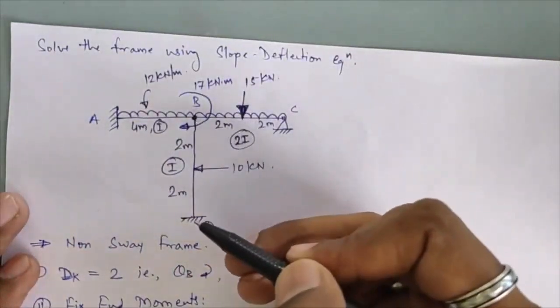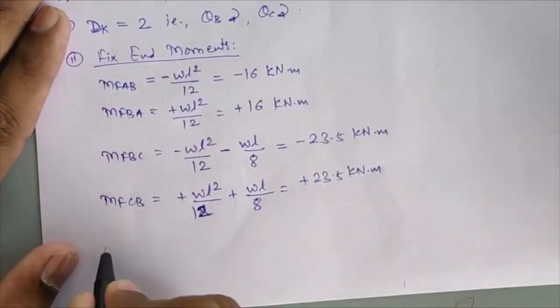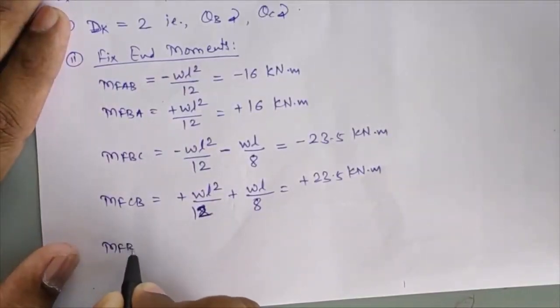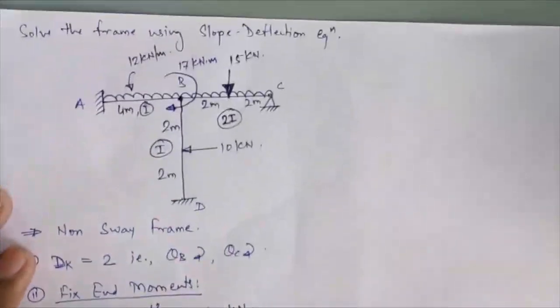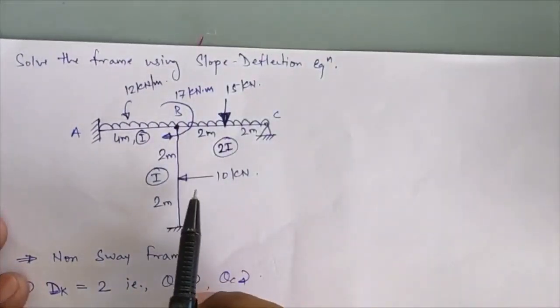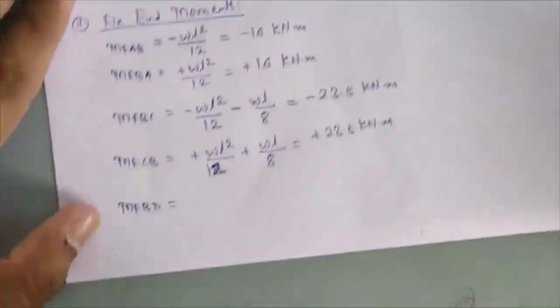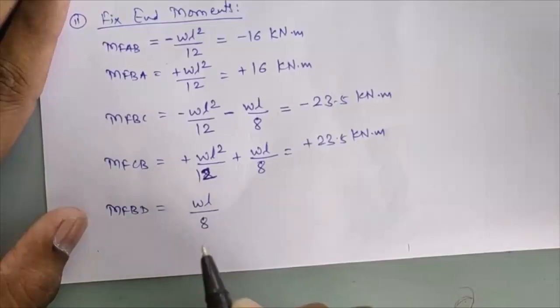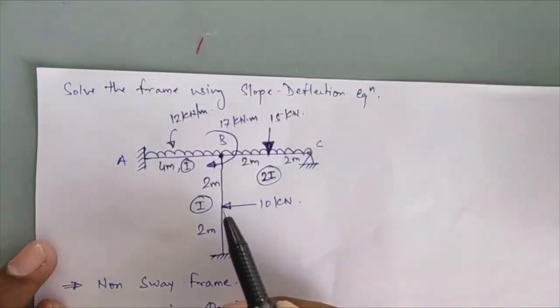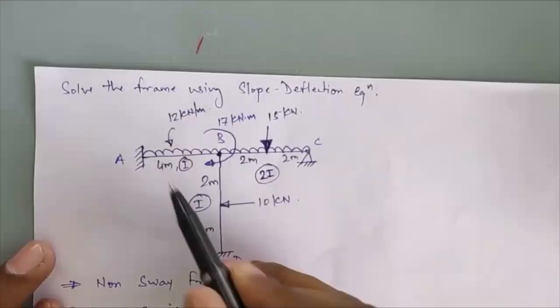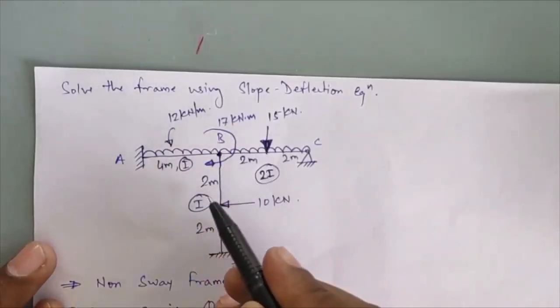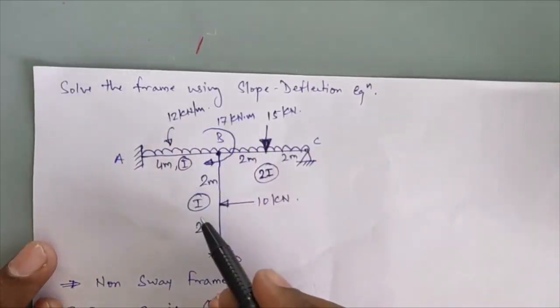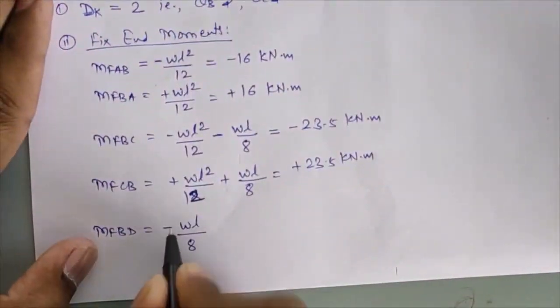Okay, now one more member is remaining, the vertical member, that is BD. So here I am writing the next member, that is MFBD. Again, if you see the loading on this span, it is a point load at the center, so that moment will again be WL divided by 8. Now about its sign, along point B, this rotation will be clockwise in nature, but the restoring moment will be anti-clockwise in nature, so you will get it as negative.